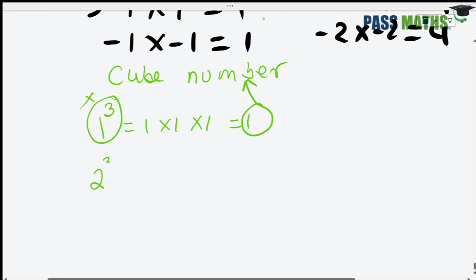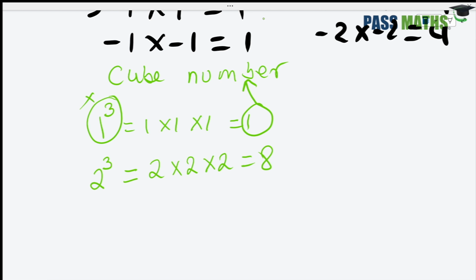Then 2 cube. 2 is not a cube number. Sometimes people start writing 2 in the exam as the cube number. No, 2 cube will lead you to the answer. It's not a cube number itself, but the answer will be the cube number. 2 times 2 is 4. 4 times 2 is 8. Cube means number times number itself, and times number itself again. So 3 times the number itself.